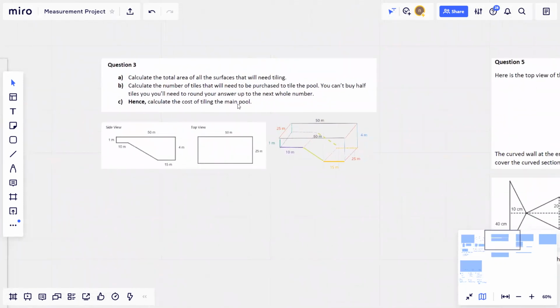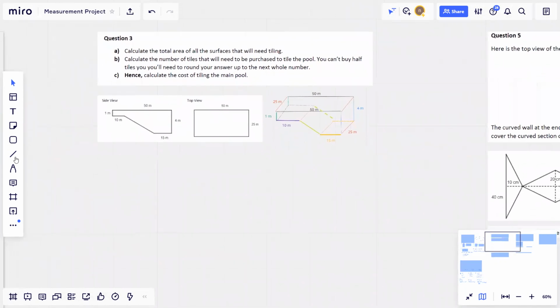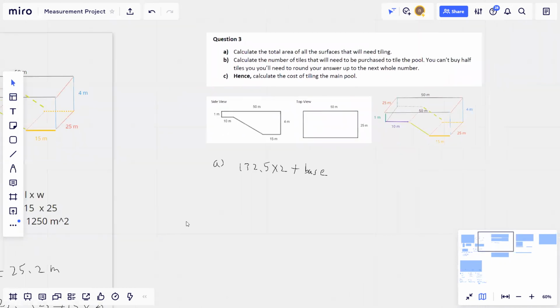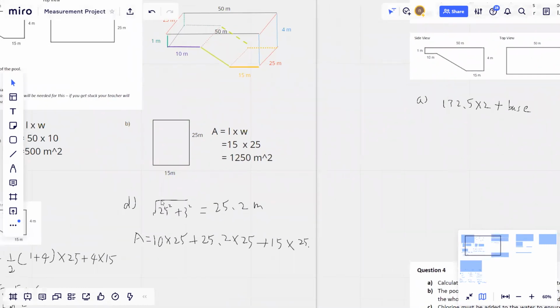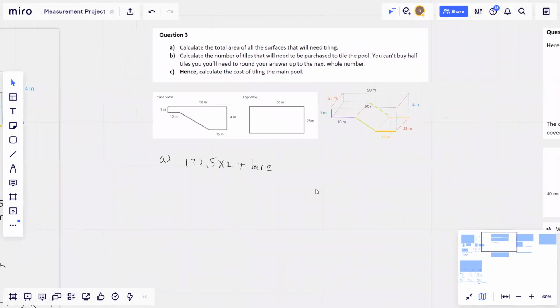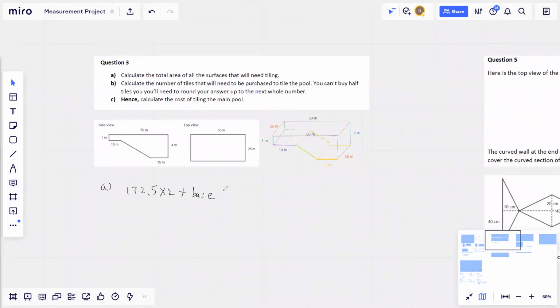So for the first question, what can we do? For question A, we can use 132, that's the side view. But we have 2 sides. We have the front, we have the back, so we need to times by 2. And we need to plus the base. The base is in question 1. I told you here, 1D is the base. So you do the calculation and then you need to plus.